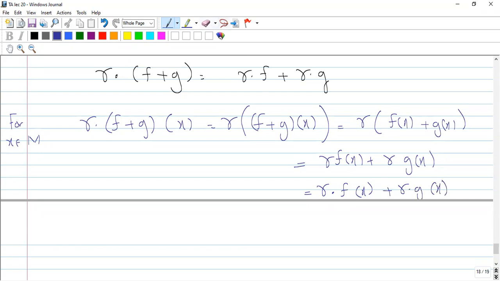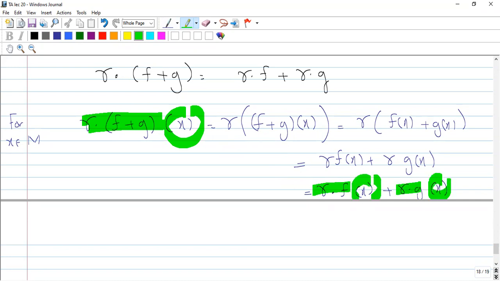So again we proved that in r dot (f plus g), if we plug x, it is equal to r dot f plus r dot g at x. So this thing implies that r dot (f plus g) is equal to r dot f plus r dot g, because for all inputs they are equal, so that's why maps are equal.